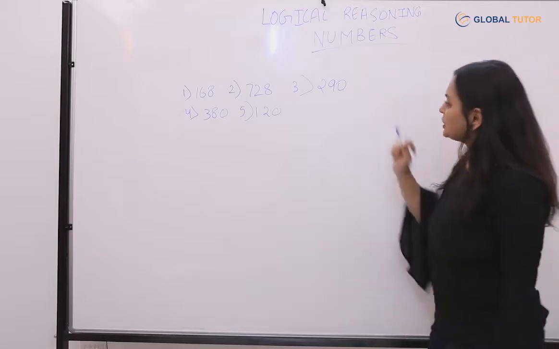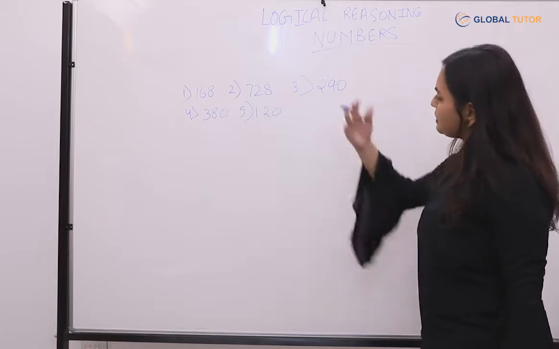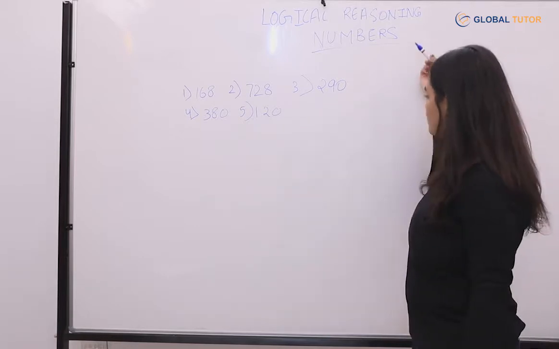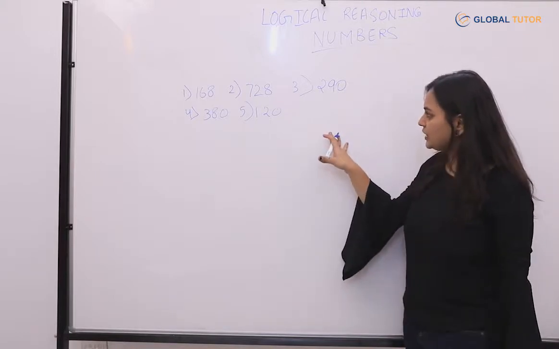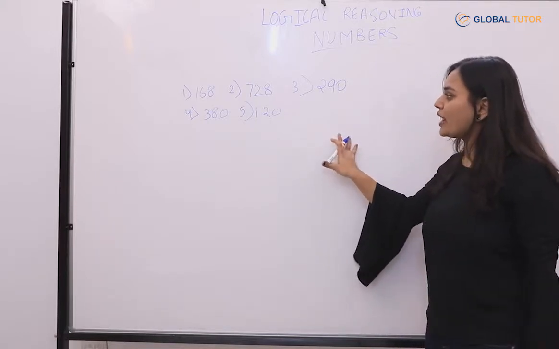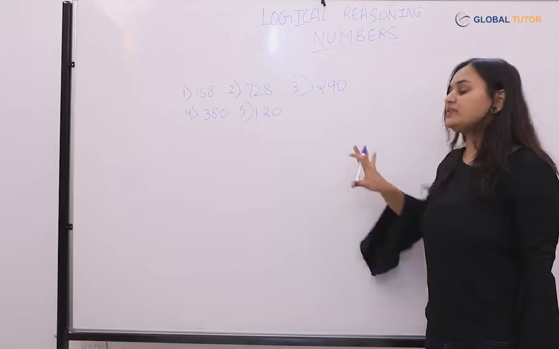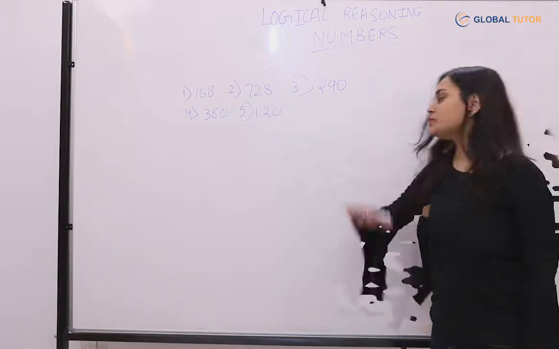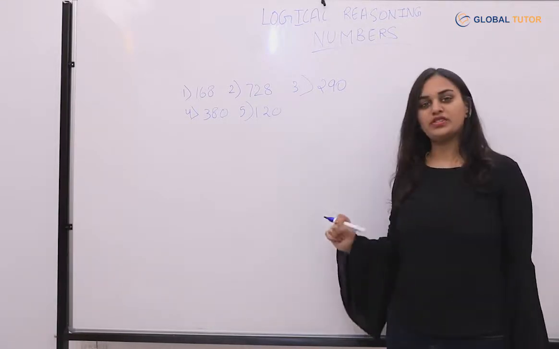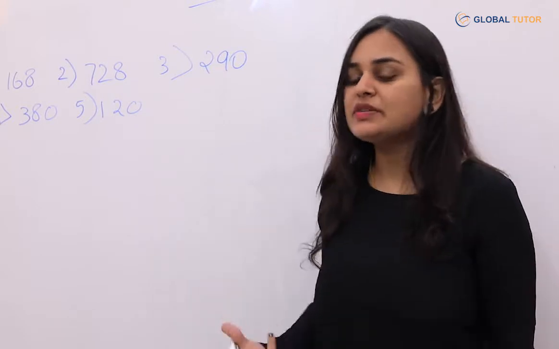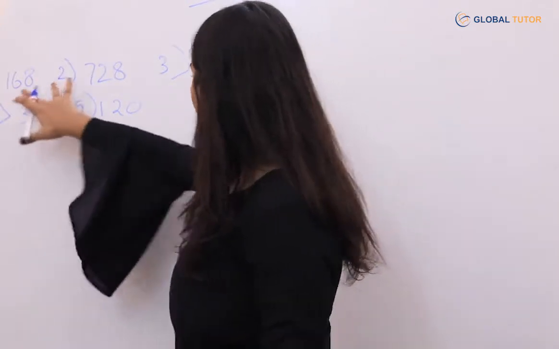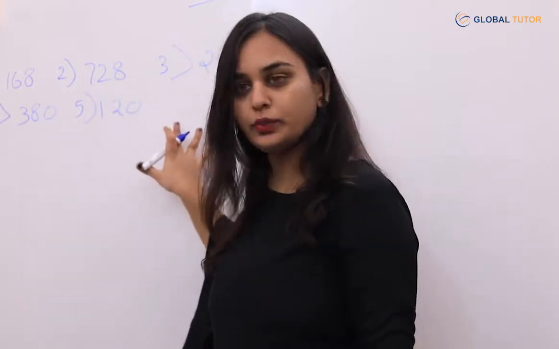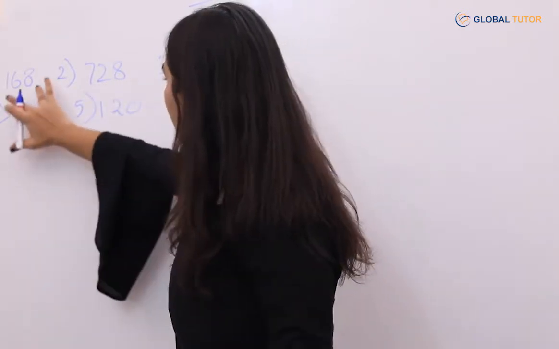So in this particular problem, as with many of the problems related to logical reasoning and numbers, such problems are usually related to squares or cubes or divisibility rules of the numbers. So most of these problems are concerned with squares, cubes, divisibility rules. Let's have a look at this problem. So clearly none of the options is a square or a cube. Let's go with 168.